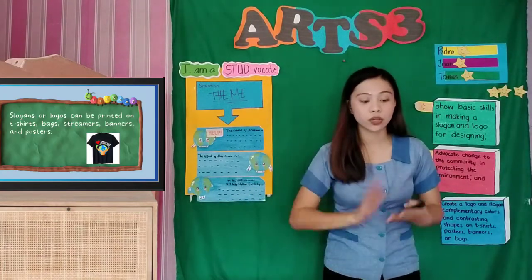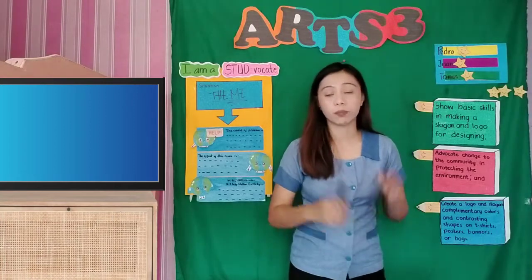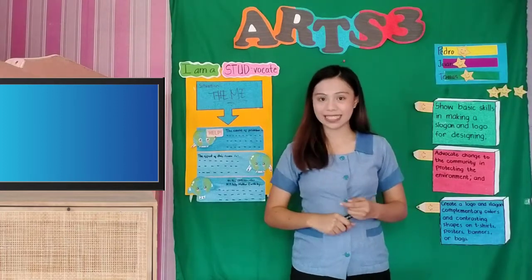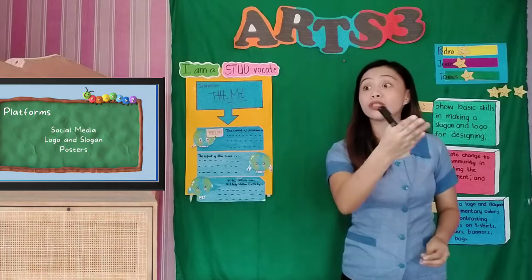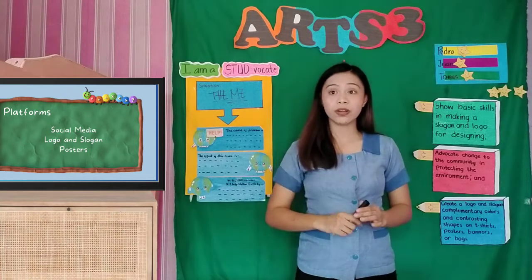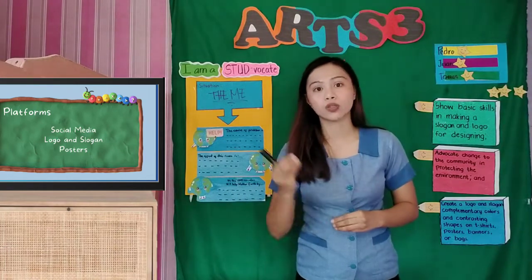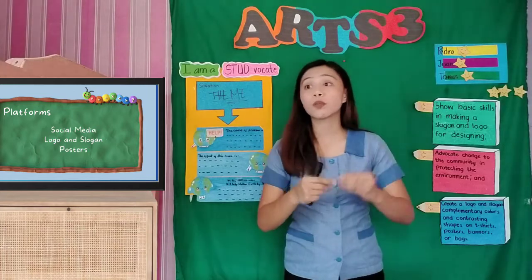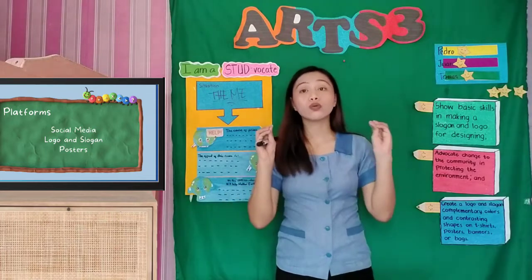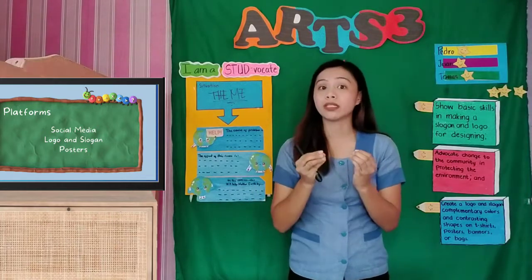Okay, slogans or logos can be printed on t-shirts. We can also print it on bags, streamers, banners, and posters. Okay, now class, what platforms we could use to encourage people to take care of our environment? Through what? We can use Facebook, very good. Social medias. We can also use the logo and slogan to promote what? Promote environmental awareness, to promote social awareness, social equity, to promote political awareness, to promote peace, to promote love, to promote kindness. Whatever we want to promote, we can use the logo and slogan making to convey or deliver our exact message to the people.